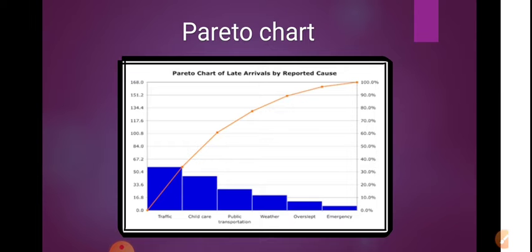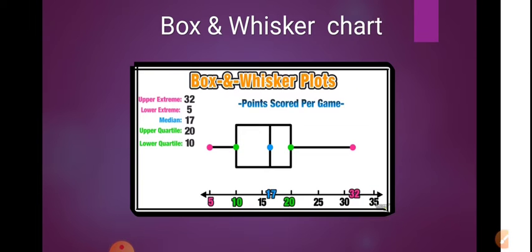Second one is the box and whisker chart. Now this is also one new chart available which is used for showing a statistical analysis.